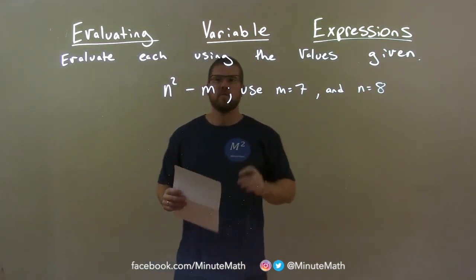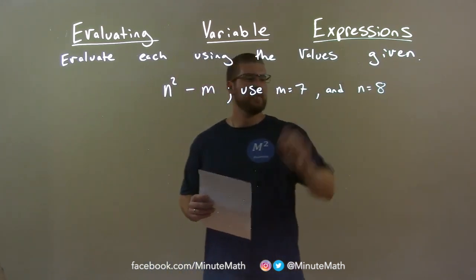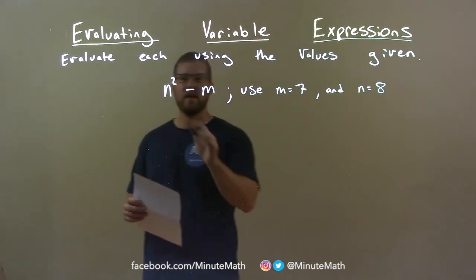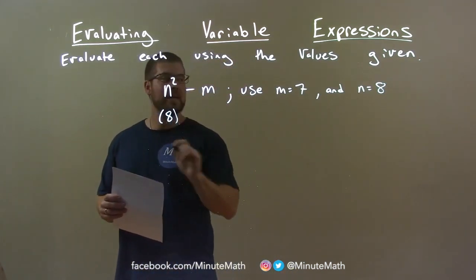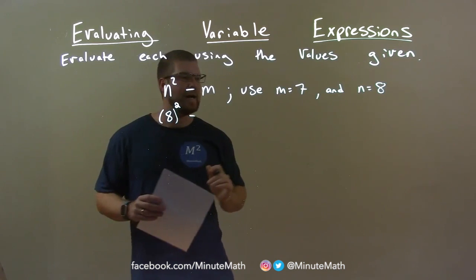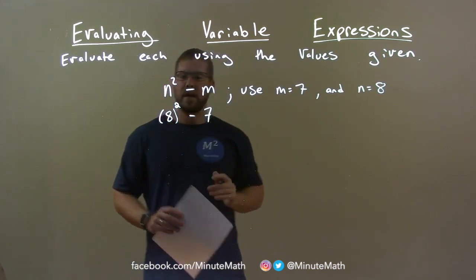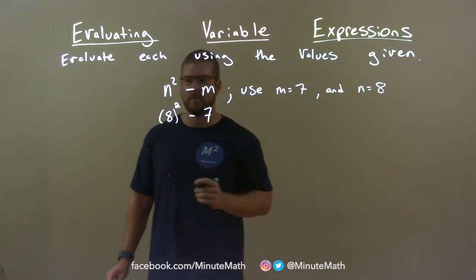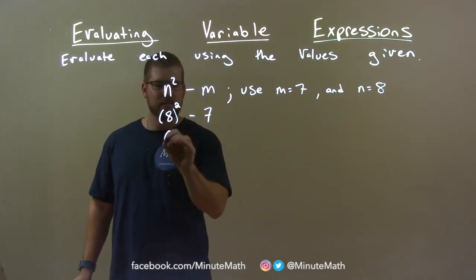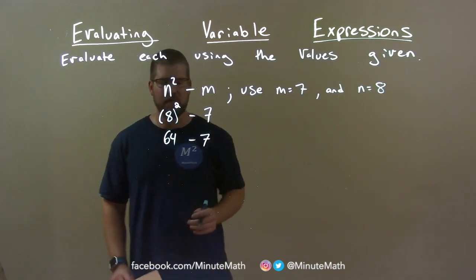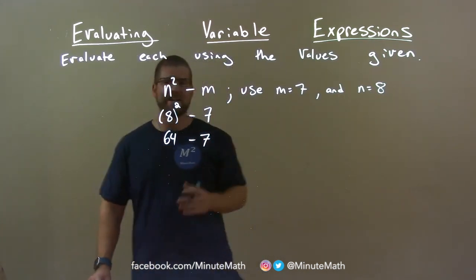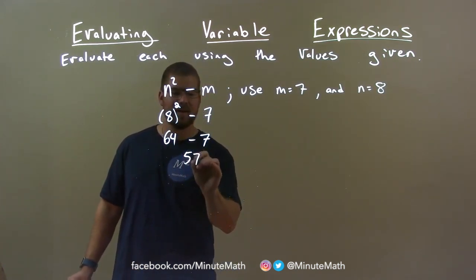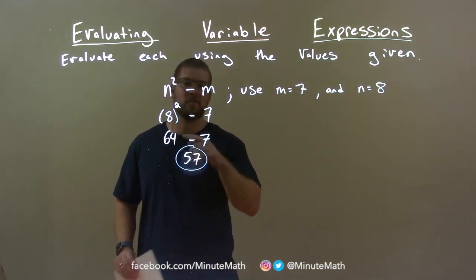Okay? So the first thing I'm looking at, we have m is 7, n is 8. Let's substitute those in for the variables here. So n squared, n being 8 squared, minus m is 7. Now at this point, we just got to simplify. 8 squared minus 7. So let's go. 8 squared is 64. Subtract 7. Okay? What's 64 minus 7, right? 64 minus 7 is a 57, and so our final answer here is just 57.